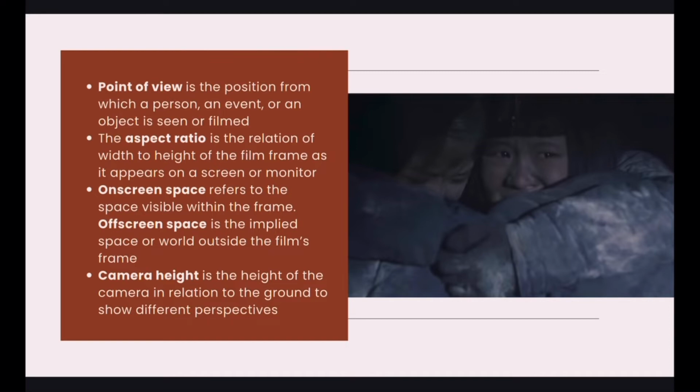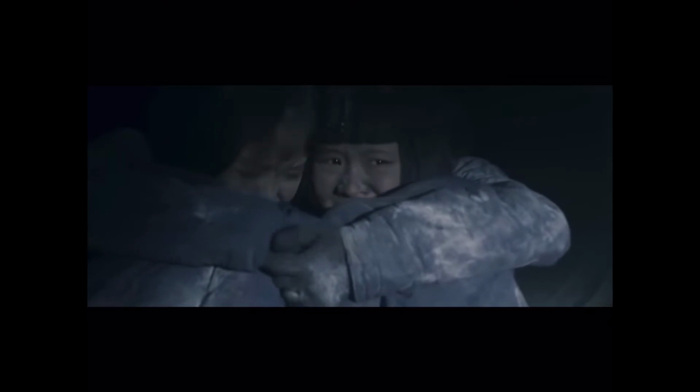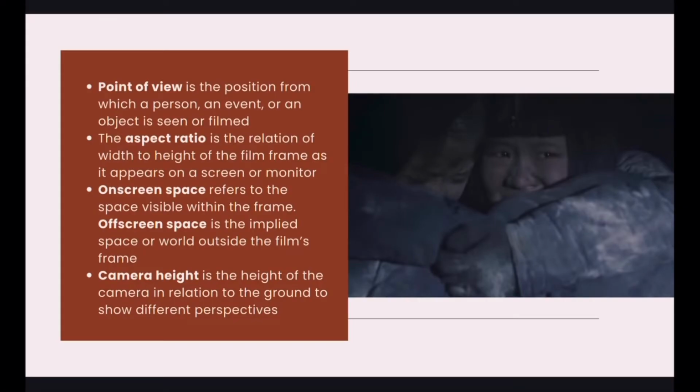On-screen space refers to the space visible within the frame, and off-screen space is the implied space or world outside the film's frame. So in this shot that we can see on the right from Flowers of War, the two students are on screen, while the Japanese soldiers looking for them are off screen. These kinds of shots often create a lot of suspense and are used very widely in horror films. Camera height is the height of the camera in relation to the ground to show different perspectives. Here's a quick example from Green Snake.